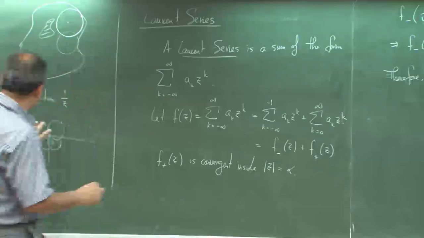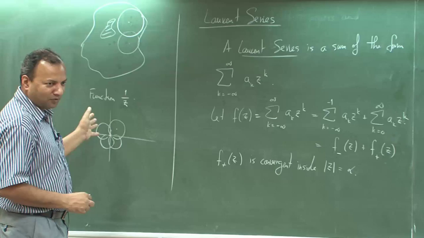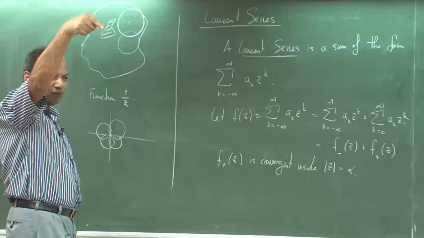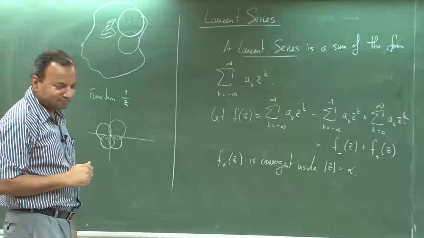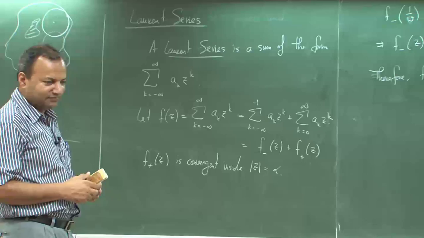In fact, to capture this function as power series in the entire complex plane, you will need infinitely many power series, because any power series at any point in the complex plane will only be able to take out a finite region from the complex plane. So, it is a more general and more powerful form of representation of an analytic function.